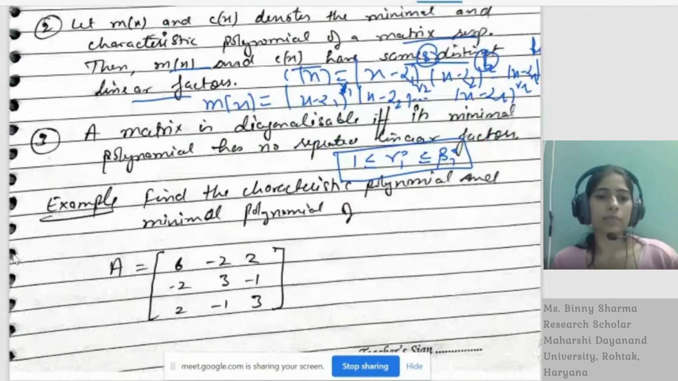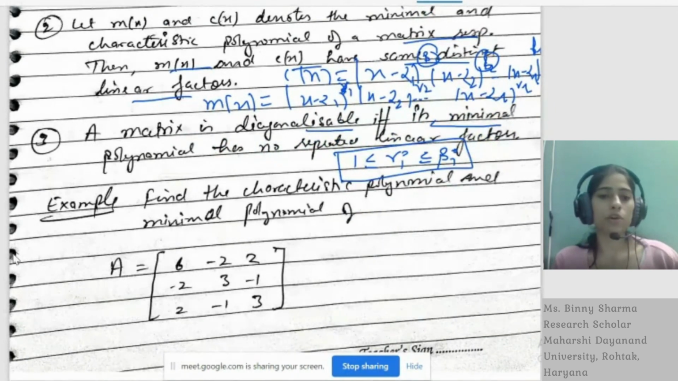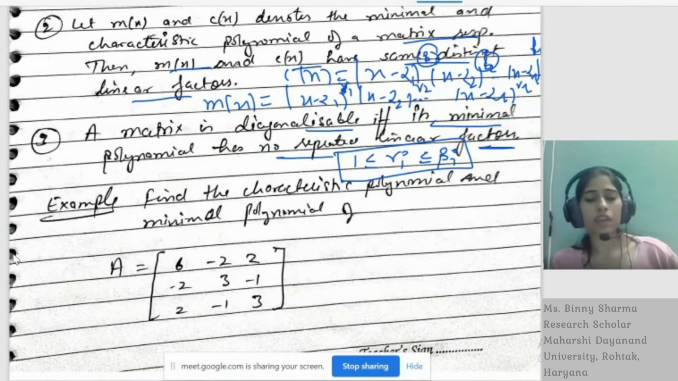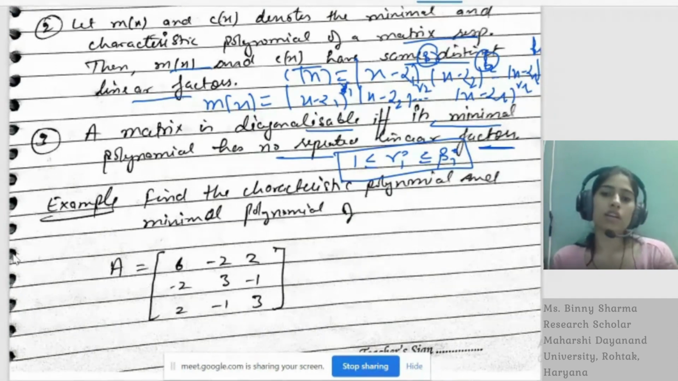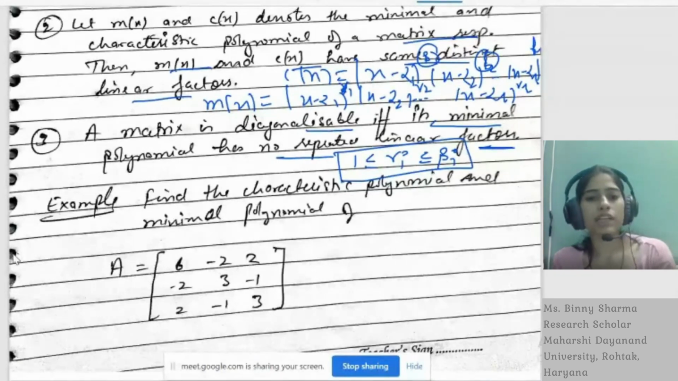The third is that a matrix is diagonalizable if and only if its minimal polynomial has no repeated linear factor. We can also check whether a matrix is diagonalizable or not by the minimal polynomial. If the minimal polynomial has no repeated linear factor, then the matrix will be diagonalizable.